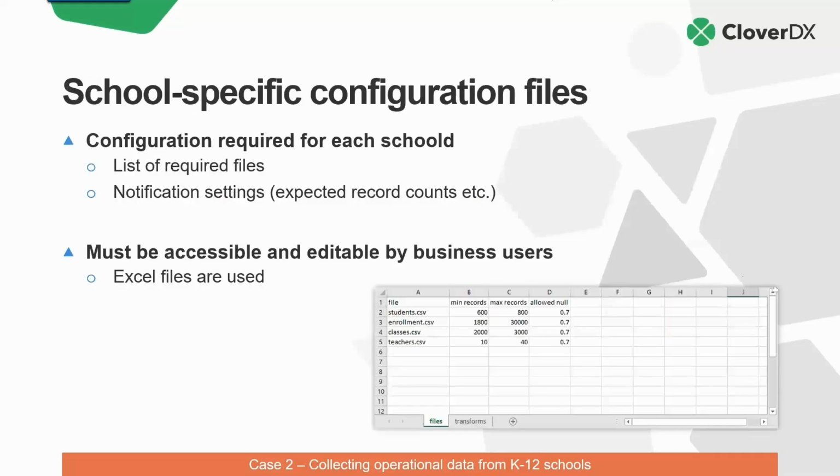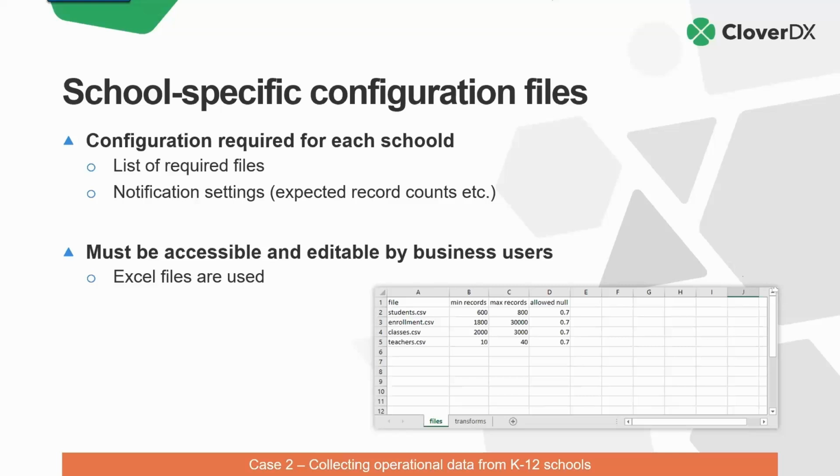All of this driven by configuration files, right? We want this to be operable and configurable and controllable by non-technical people, right? And so, apologize for the typo there. We want configuration files for each school. In this case, we chose Excel. And so for each school that we onboard, we have an Excel file with a couple of tabs, right?